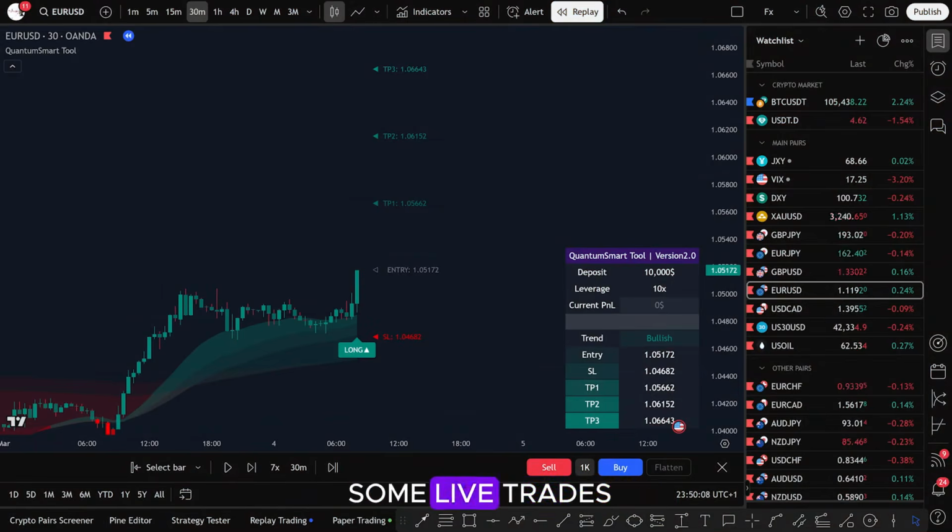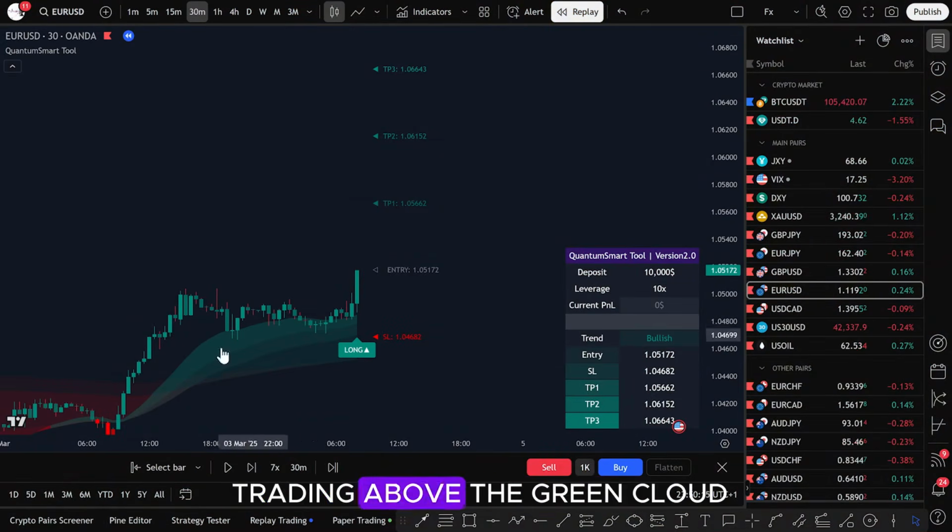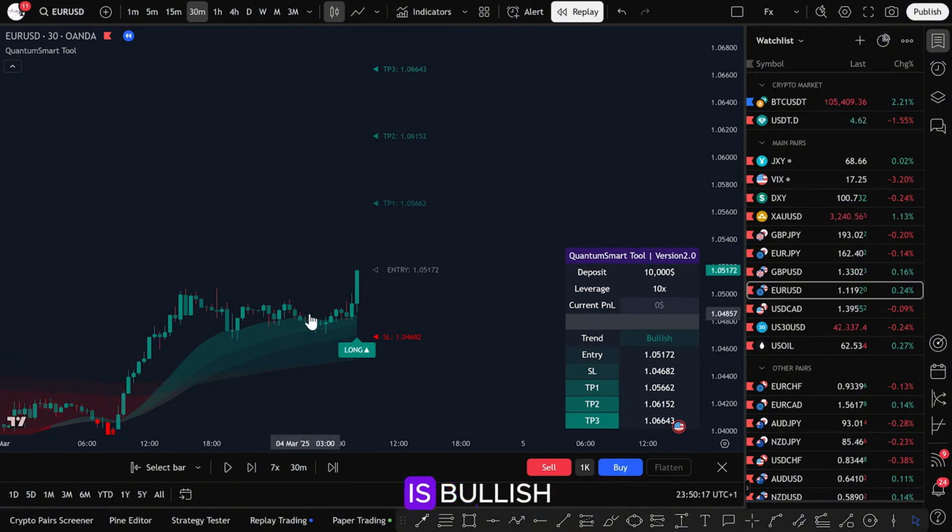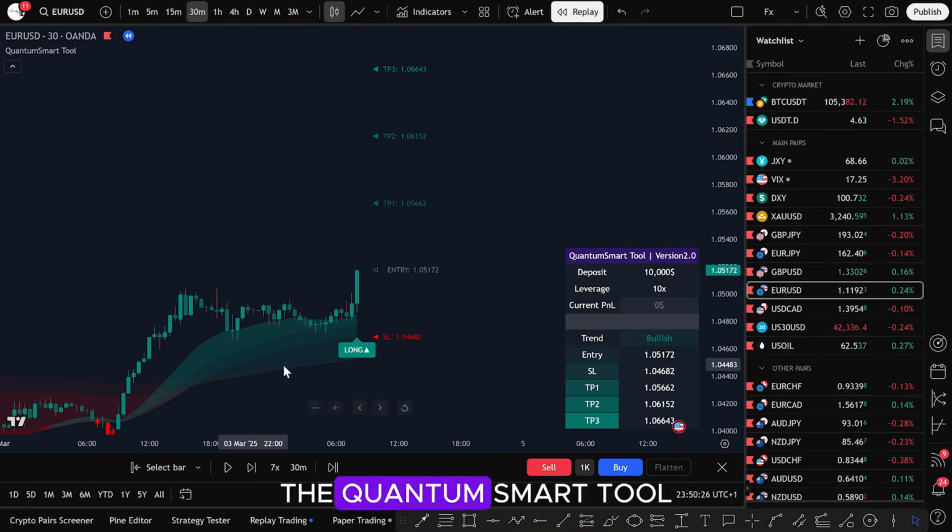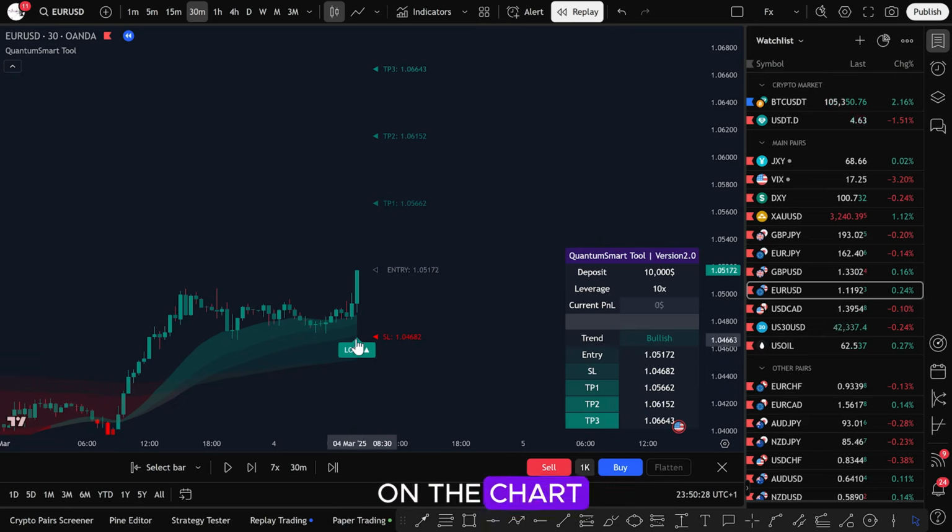Now, let's walk through some live trades. Here's a buy trade setup. First, you see green candles trading above the green cloud. That means the market is bullish. Next, the Quantum Smart tool shows a long signal on the chart.